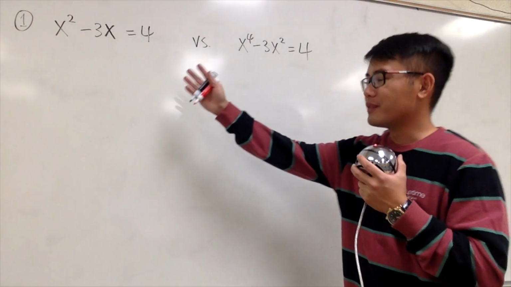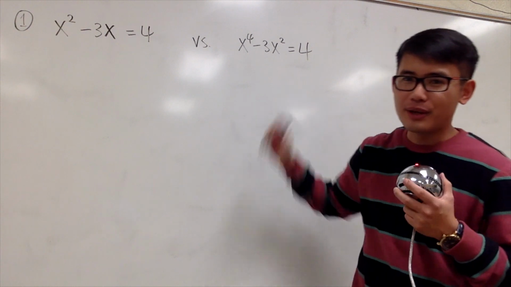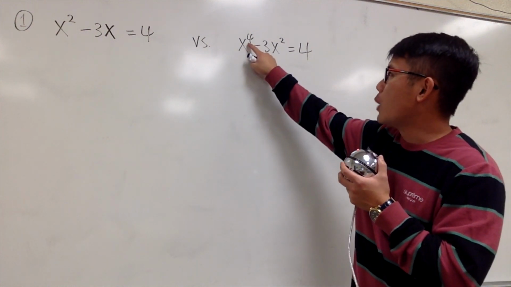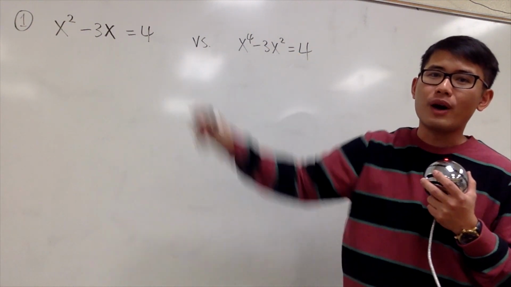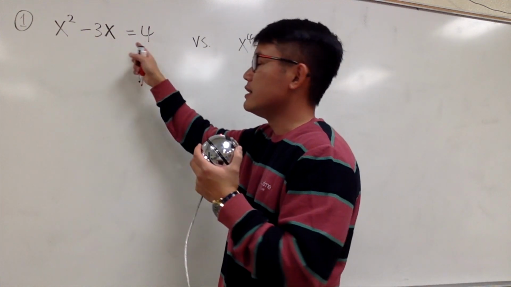Okay, let's see how we can solve these two equations. You may notice this already: they look pretty similar, right? Except for the fact that the powers here are different from that one. Let's look at this one first. This is x squared minus 3x is equal to 4.